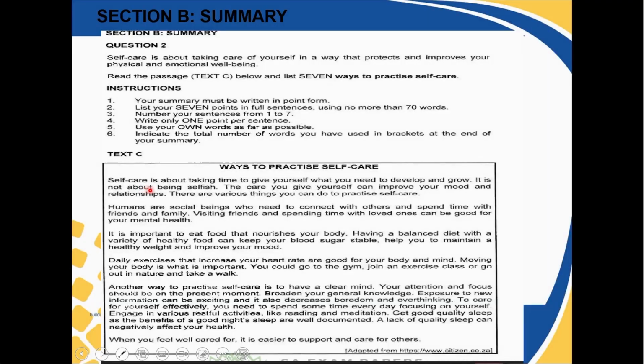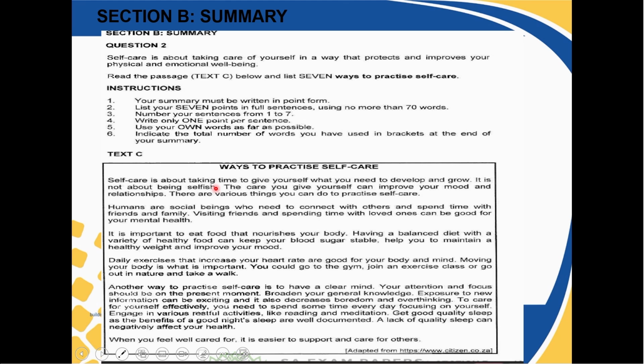Now, read the summary paragraph by paragraph and keep on referring to the question. So here it says, self-care is about taking time to give yourself what you need to develop and grow. It is not about being selfish. Does that give out ways to practice self-care? And the answer is no. Then you need to continue reading until you find a statement that gives out ways to practice self-care.